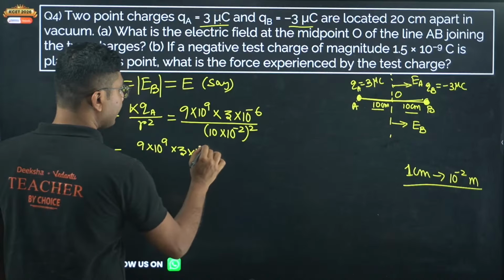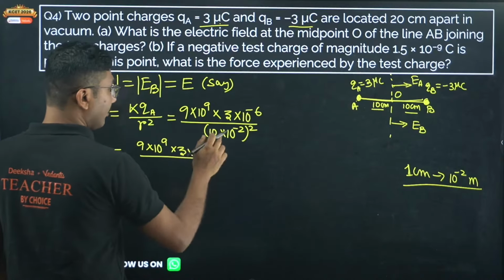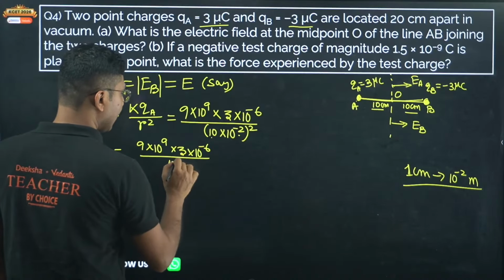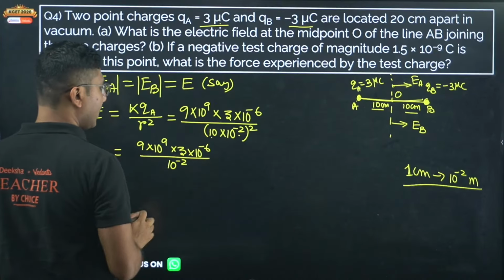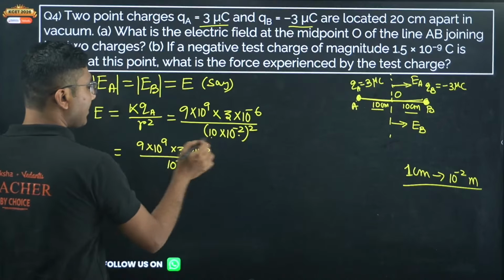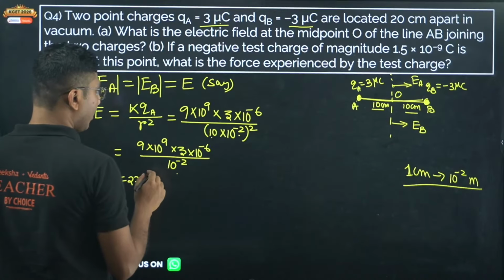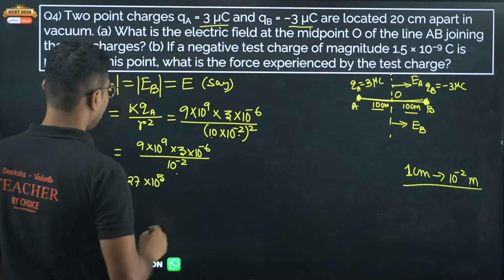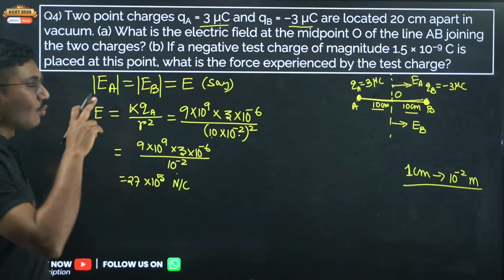Even though you are allowed to use calculators, many students make mistakes while calculating. Now it is 10 into 10 to the power of minus 2, whole squared. You will get 100 into 10 to the power of minus 4, that is 10 to the power of minus 2. Why is this advantageous? Because the powers just go up and become plus, so the 10 to the power values you can simply add. So you will get 27 into 10 to the power of 5, 3 plus 2 is 5, Newton per Coulomb. So this is the electric field due to one of the charges.